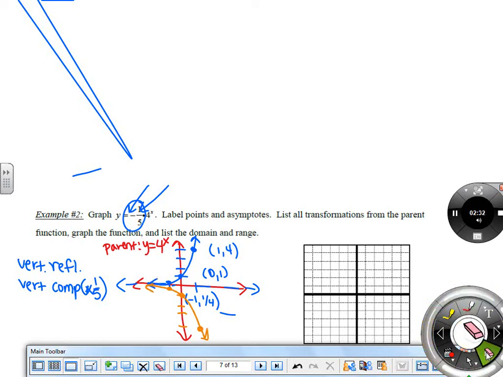And I'm going to keep track here so that I can have them accurately on my graph once I'm done. The way the coordinates of the points would change is that we would now be at 1, negative 4, and 0, negative 1, and negative 1, negative 1/4. Now what we're going to do is vertically compress the graph by a factor of 1/5.